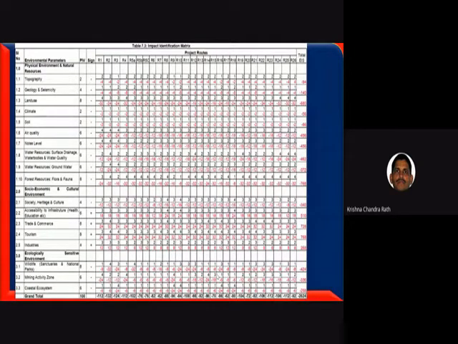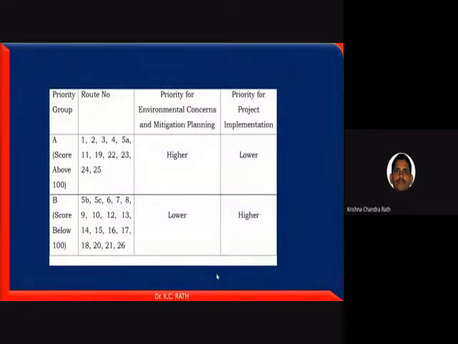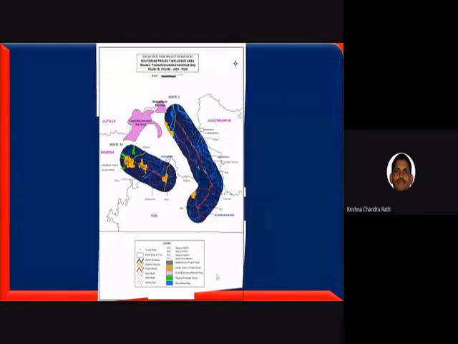And these are the impact identification matrix. As I have told you, one of the methods is the matrix, the checklist matrix, and these are the priorities for environmental concern. The route number has been identified on the left hand, score over 100, score below 100. And these are some of the examples: the buffering of Odisha road projects like Pullokhara Niali, then Khurda, Jatni and Pipli.